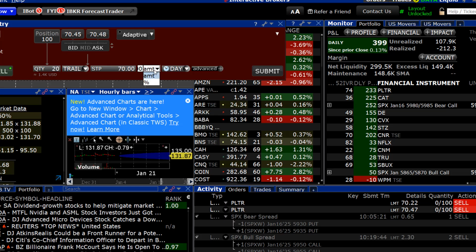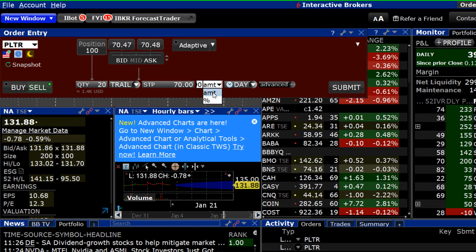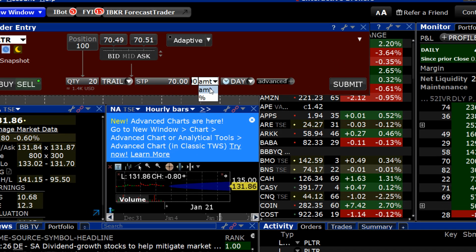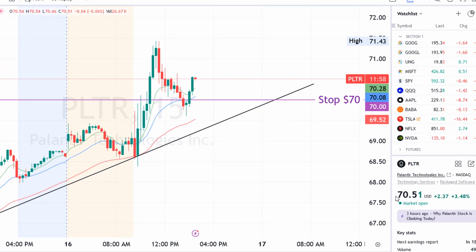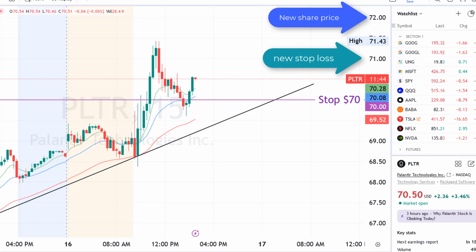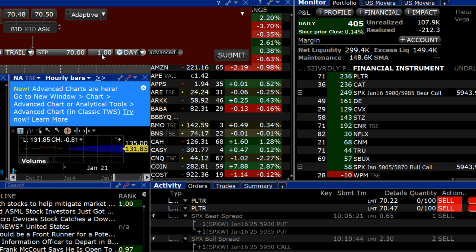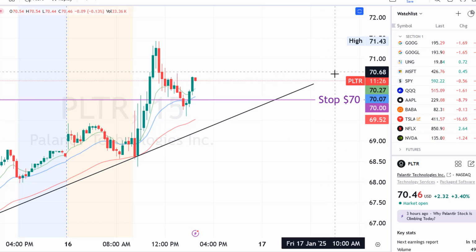Now, the second input here is the trailing amount, and you can set a dollar amount or a percentage. In this case, I'm just going to go with amount to keep it simple, and I'll set it to $1. So right now, the share is 70.5. If the share goes to 72, my stop loss will increase to 71, because I have my trailing amount set to $1, and 71 is $1 away from 72. If PLTR goes to 73, my stop price will rise to 72.